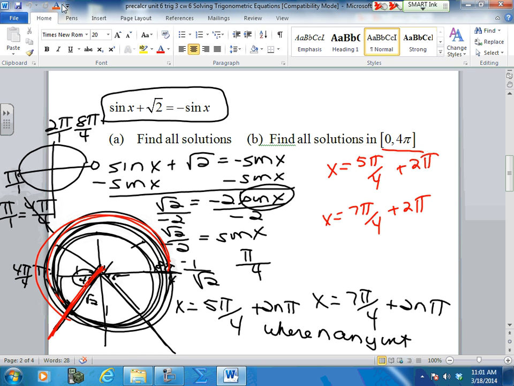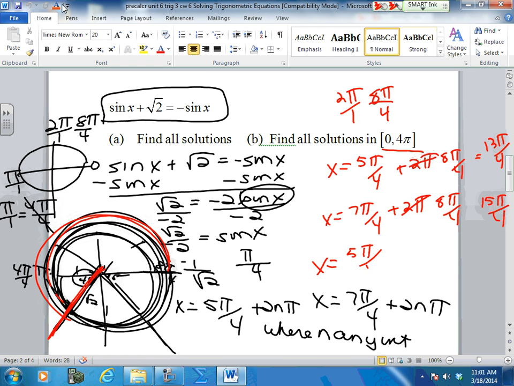Now, they have fractions. So the easiest way to do this is to convert this. 2 pi over 1. My denominator is 4. Just convert it once. What does my top number become? 8 pi over 4. So I'm going to add 8 pi over 4. What's 5 and 8? 13 pi over 4. So take this out, add 8 pi over 4. What's 7 and 8? 15 pi over 4.